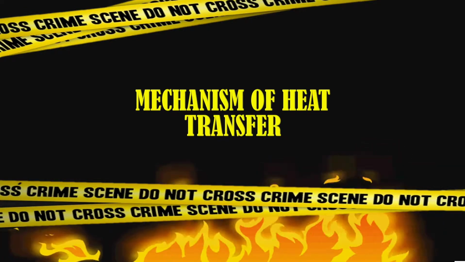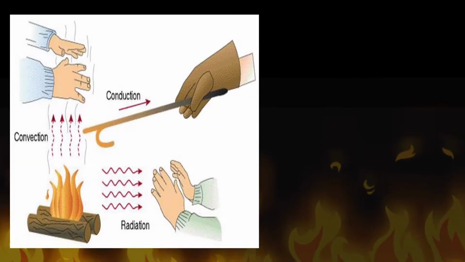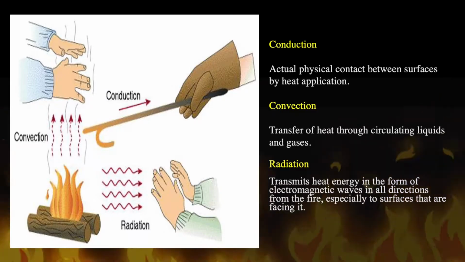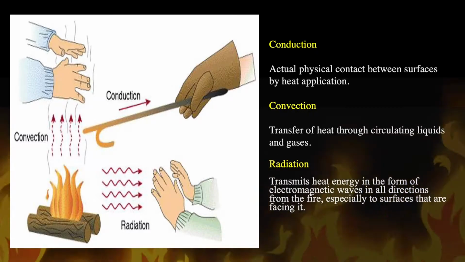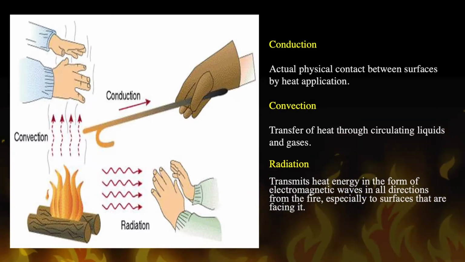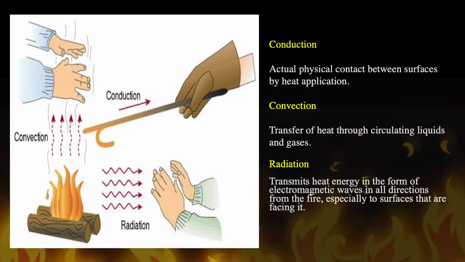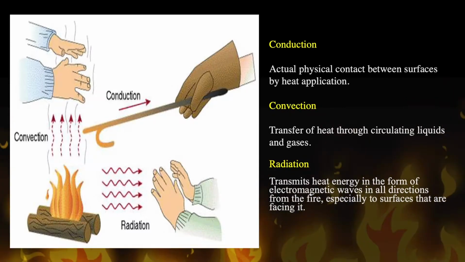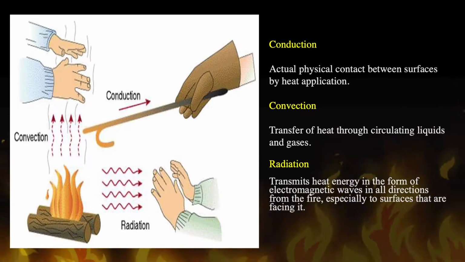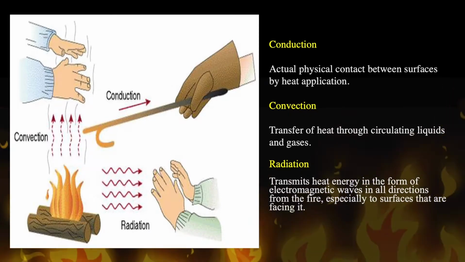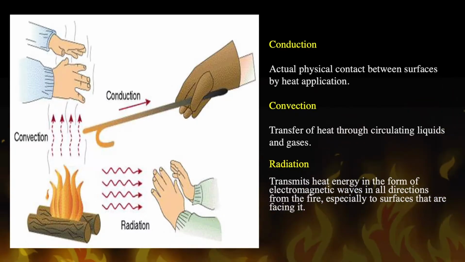Mechanism of heat transfer. There's three mechanisms of heat transfer. Firstly, conduction. Conduction is an actual physical contact between surfaces by heat application. Next, convection. Convection is the transfer of heat through circulating liquids and gases. Lastly, radiation. Radiation is the transmitting of heat energy in the form of electromagnetic wave in all directions from the fire, especially to surfaces that are facing it.